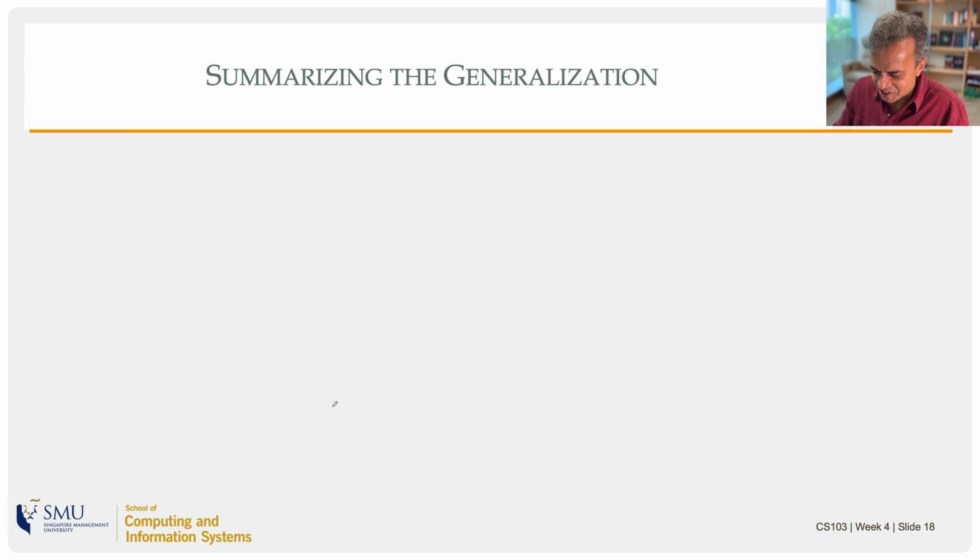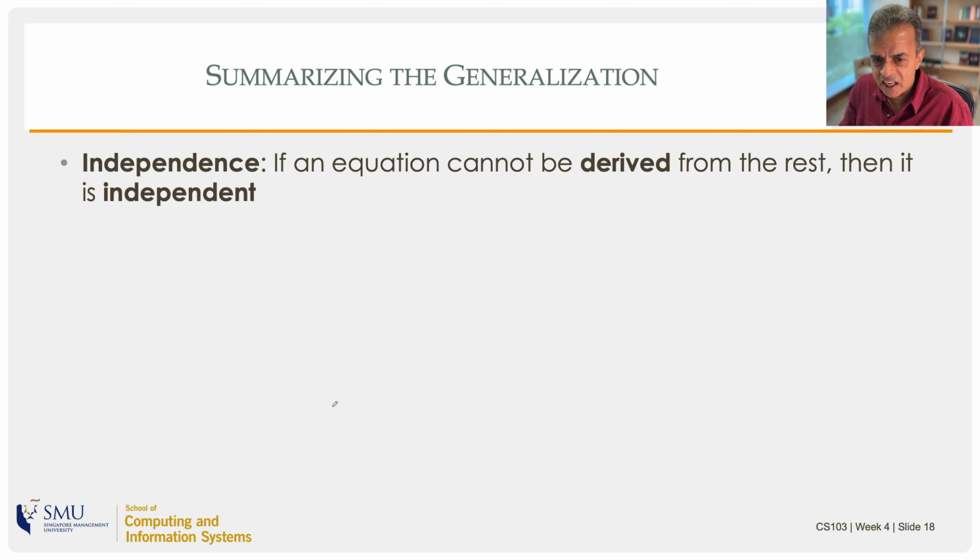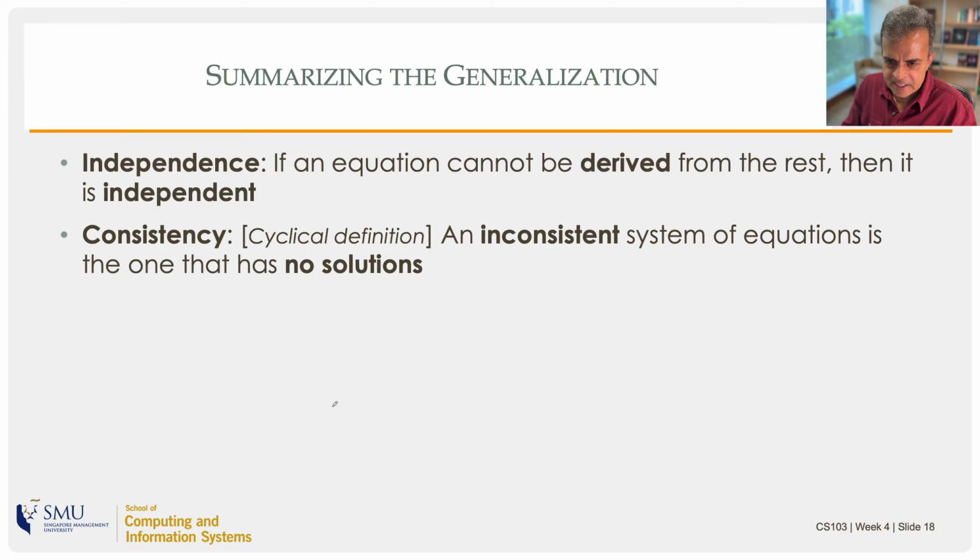So summarizing the generalization, we can kind of define independence. Equations are independent if one equation cannot be derived from the rest by doing something like linear combinations, as we did in the case of vectors. Consistency is a kind of a cyclical definition by saying that an inconsistent system of equations is one that has no solutions. That's the best we can do at this point.